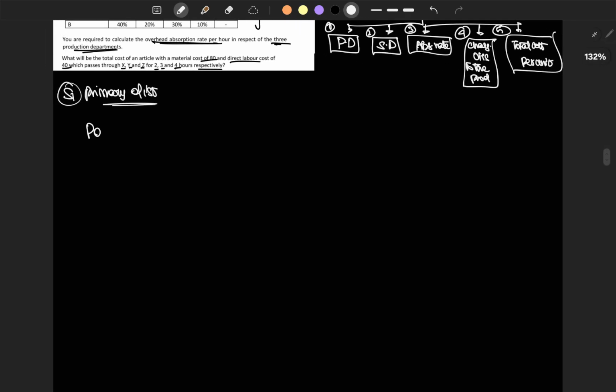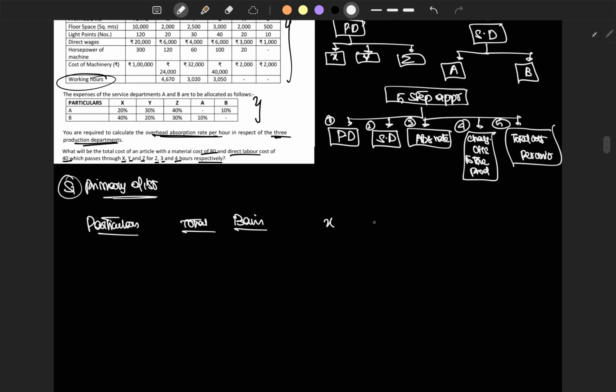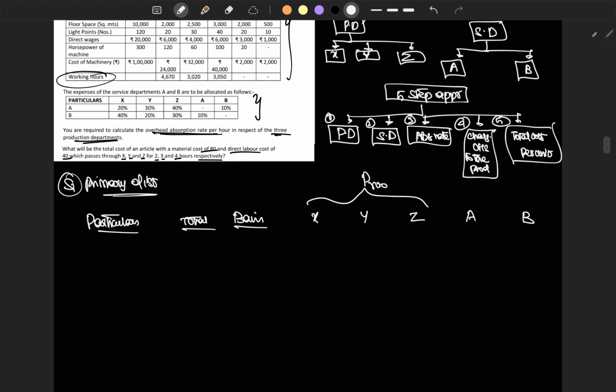Okay, particulars, total overheads, and the basis of allocation we have, and then X department, Y department, X, Y, Z, A, B, P, production, service. Okay, so 5 departments we have.